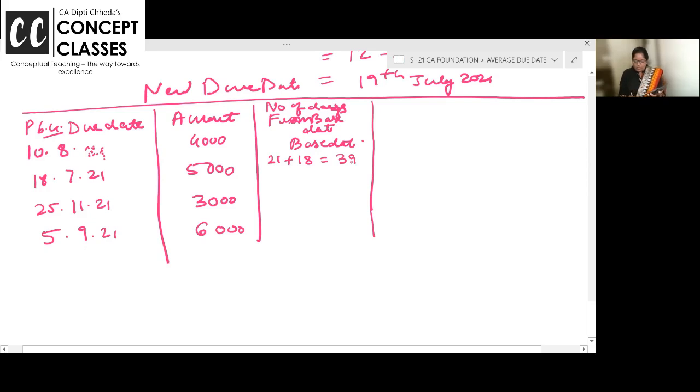Now 10th August to 25th November. So August के 21 days. September के 30. October के 31. November के 25. Due date 25 also you have to take. But if you are taking from 10th, leave 10th August and start from 11th. But due date to you will take. So 21 plus 30. I hope I am doing repeat practice of number of days. What we have done yesterday.